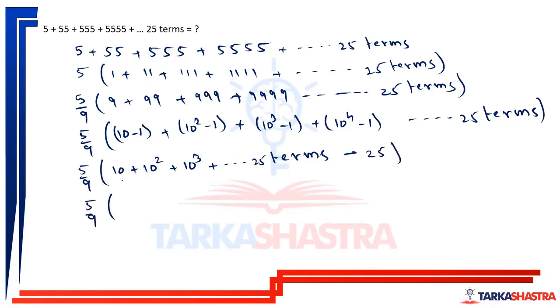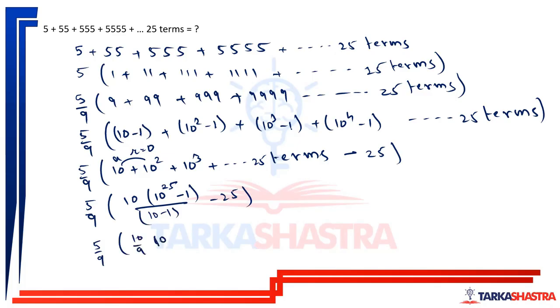So what we have, 5 by 9. What is the sum of 25 terms of geometric progression? It is a into r to the power n minus 1 upon r minus 1. This is your a, and your r is 10. So r to the power number of terms 25 minus 1, upon r minus 1, that is 10 minus 1, minus 25. So this is 5 by 9 into 10 by 9, and this is 9 only, into 10 to the power 25 minus 1, minus 25.